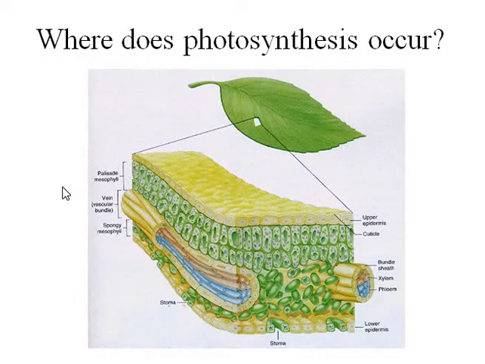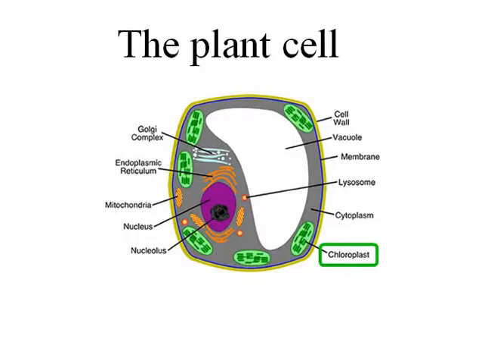Now we have to know where photosynthesis occurs in plants. Here we can see that photosynthesis occurs in the leaves of plants, and in the leaves, in the mesophyll cell, the photosynthesis occurs. Now in this diagram we will see in which cell organelle the photosynthesis occurs. As we all know, in the chloroplast the photosynthesis process occurs in the plant cell.